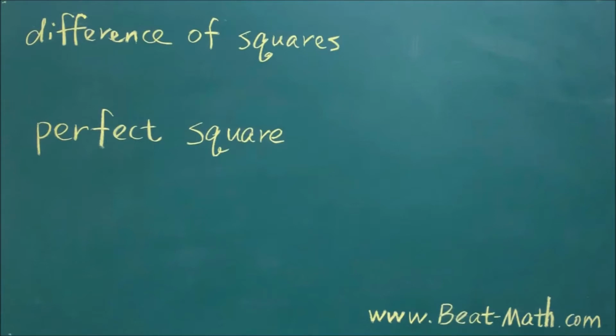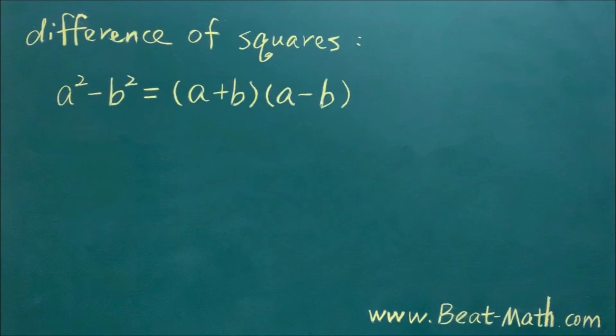The formula for the difference of squares is a squared minus b squared equals the quantity of a plus b times the quantity of a minus b. It means that the difference between the squares of 2 numbers equals the product of the sum of the 2 numbers and the difference of them.